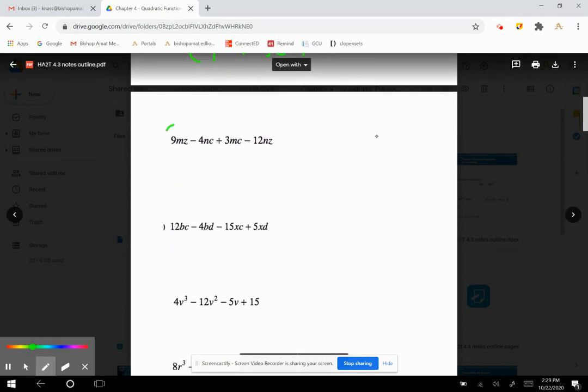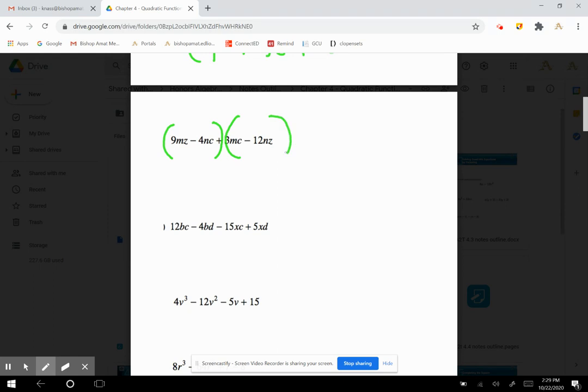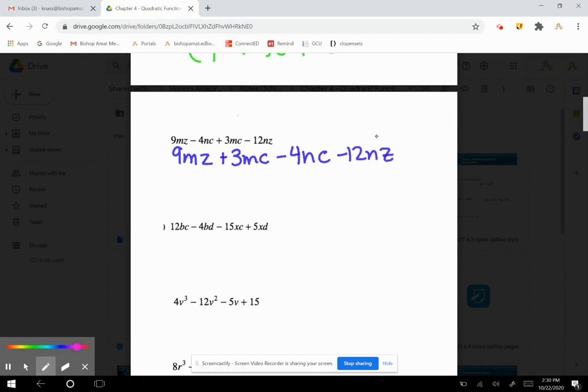Let's look at the next one. Again, we group these together. The first one, if you notice, there's not anything we can pull out of the 9mz minus 4nc. So you might have to rearrange this so you're able to pull a common number, common variable out. For example, I see I have m, so I'm going to rewrite this as 9mz plus 3mc minus 4nc minus 12nz. So what I did is I wrote the m's together and then the n's together, so when I group, I can do that.